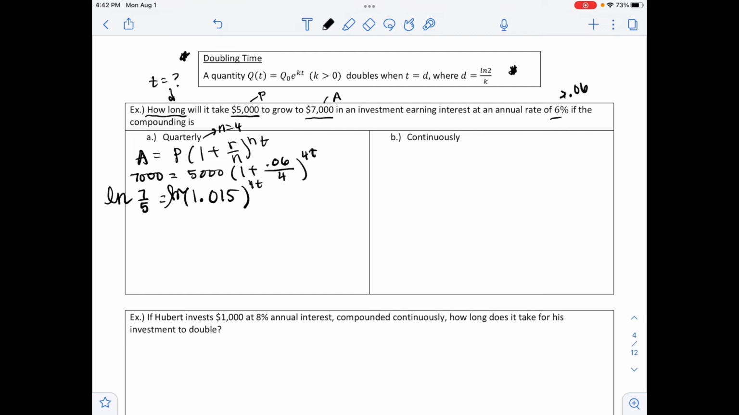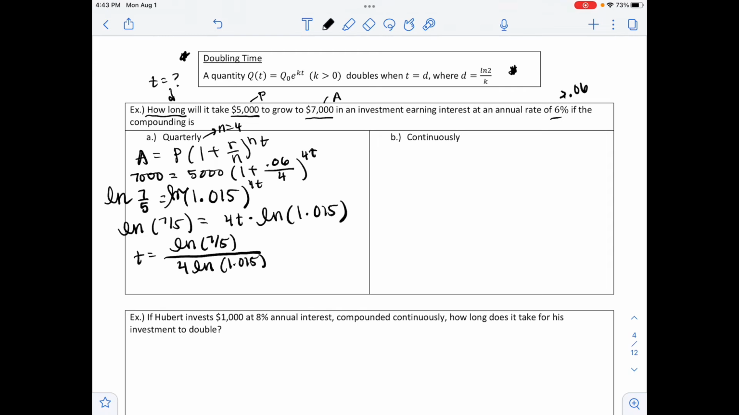So from here, I have ln of 7/5 equals the 4t, using our properties, can move in front of that log, times ln of 1.015. To solve for t, I'm going to divide both sides by 4 ln of 1.015. So we get t is equal to ln of 7/5 all over 4 times ln of 1.015.